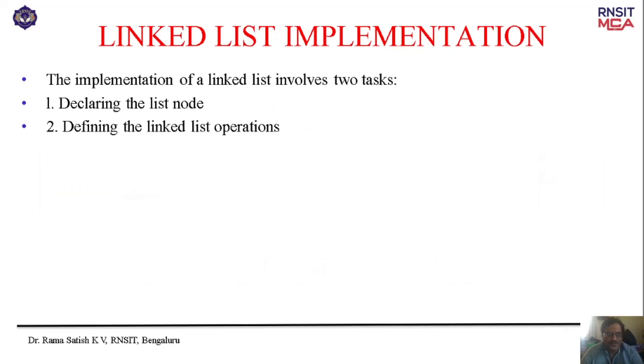Now, about linked list implementation. The implementation of linked list involves two major tasks. The first one is creation of a linked list, that is the declaration of a linked list, and the second one is performing linked list operations. So in the implementation, first you declare the linked list, and second you perform linked list operations.